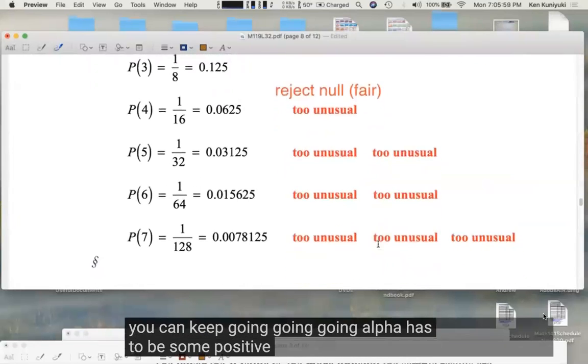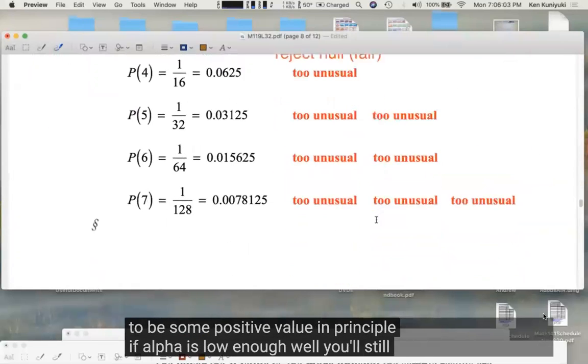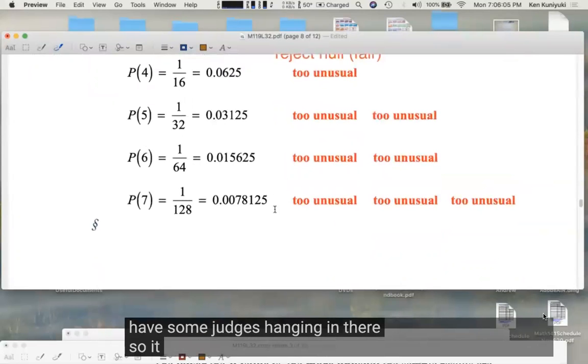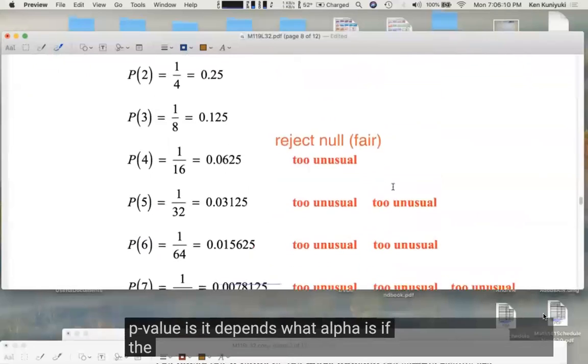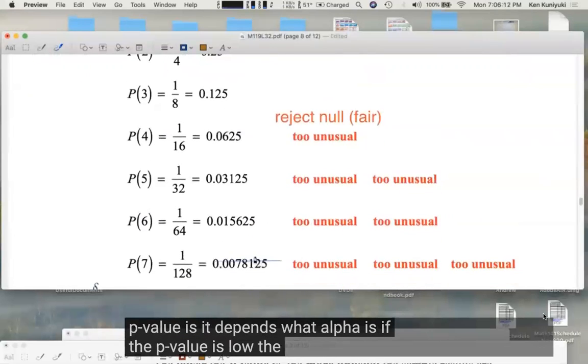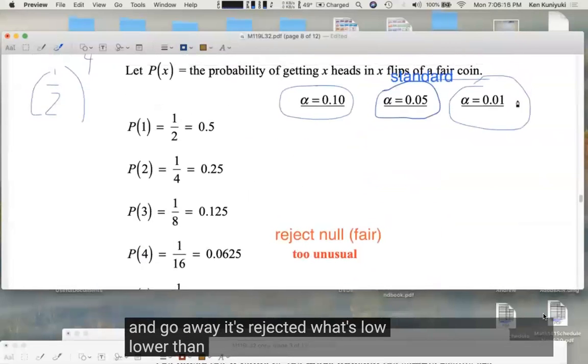Alpha has to be some positive value. In principle, if alpha is low enough, you'll still have some judges hanging in there. So it depends. It depends what the p-value is. It depends what alpha is. If the p-value is low, the null must go, as in go away. It's rejected. What's low? Lower than alpha.